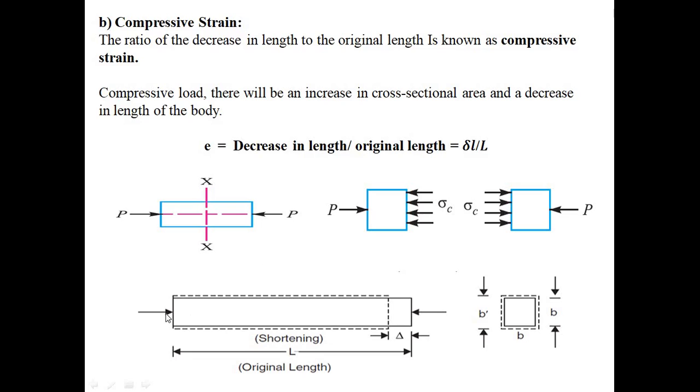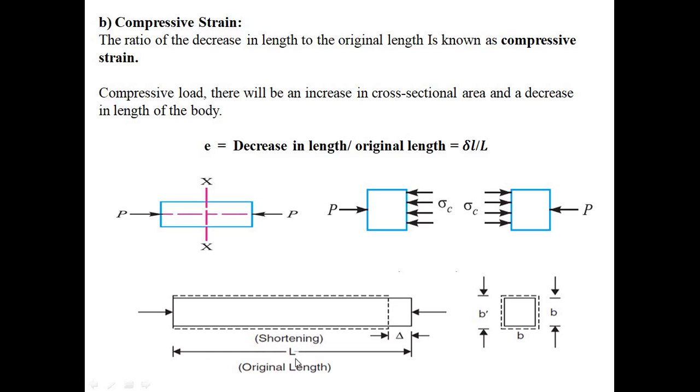Due to this force, here in the downward image, you can see the original length is this much. This is the original length L of the body. And due to the compressive force, there is some decrease in the length, that is delta L. So the body is shortening due to the compressive force.